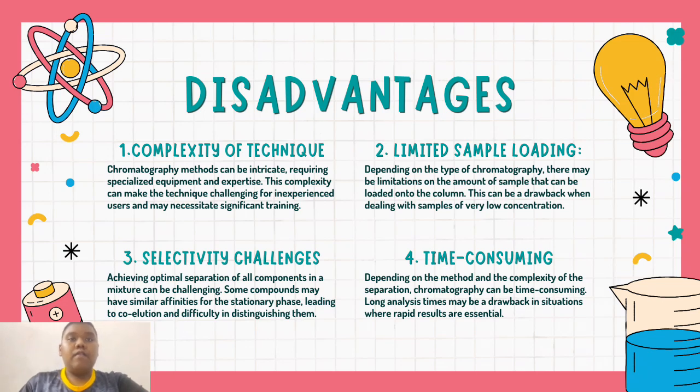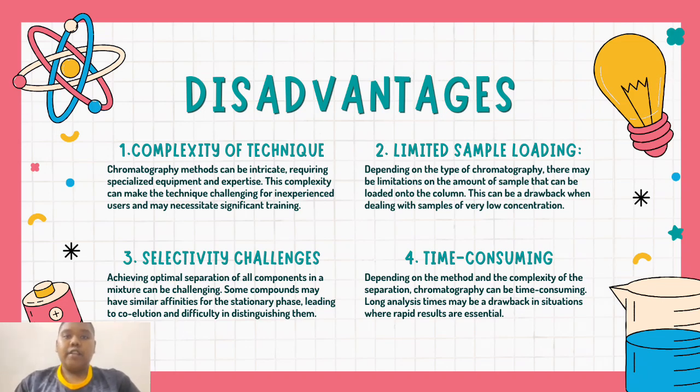Number two, limited sample loading. Depending on the type of chromatography, there may be limitations on the amount of sample that can be loaded onto the column. This can be a drawback when dealing with samples of very low concentration.